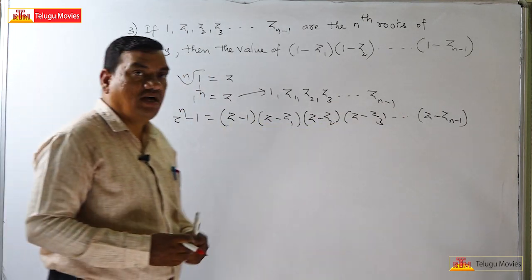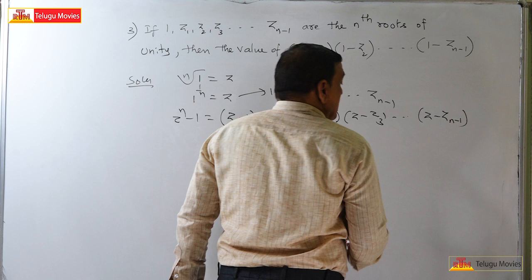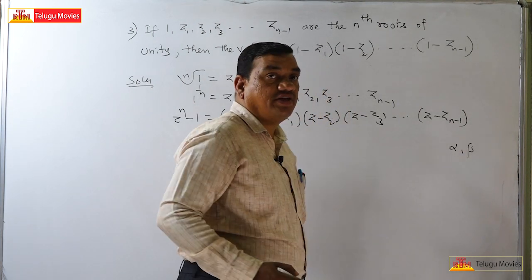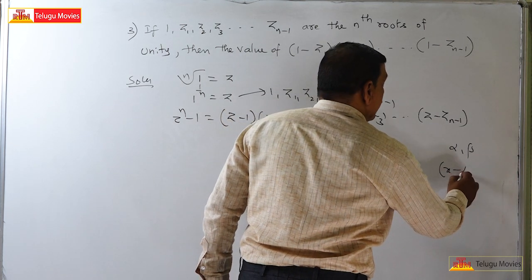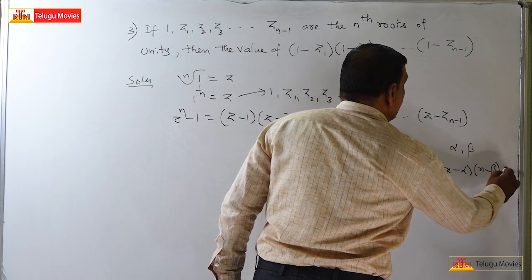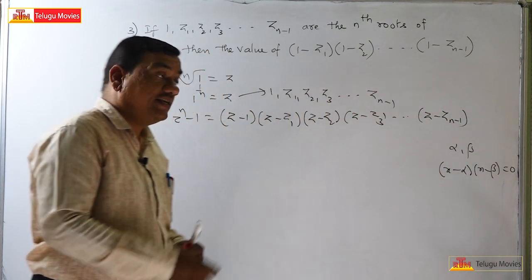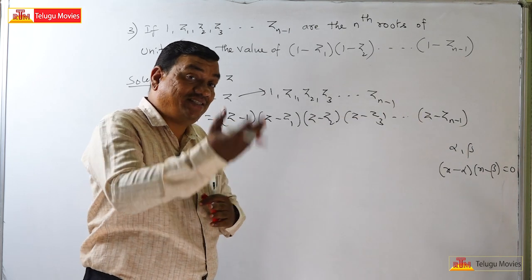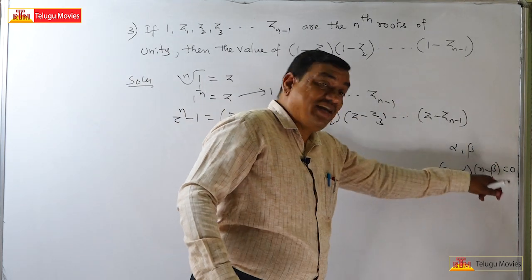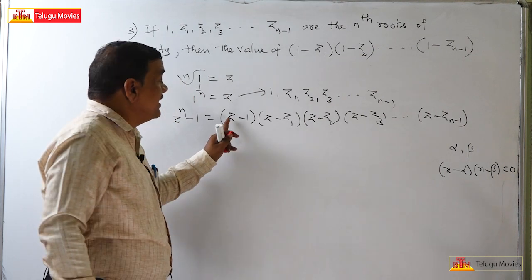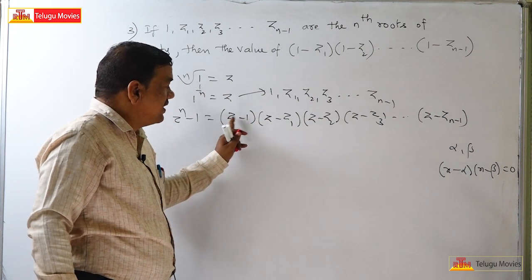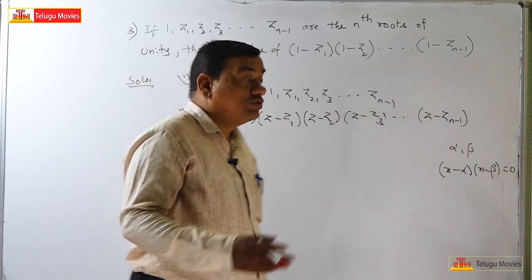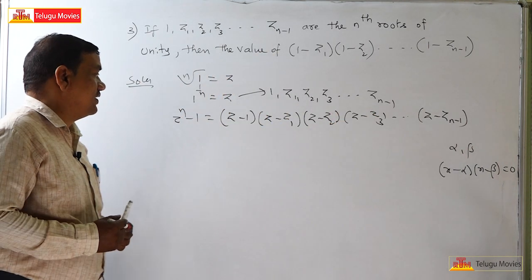See here, for example, if alpha and beta are the roots of a quadratic equation, then what is the quadratic equation? x minus alpha, x minus beta is equal to 0, you are writing or not? Like that, here also they are the roots, but they are in z's. Like that, x minus 1, x minus alpha, x minus beta, x minus gamma, x minus delta. These are all the roots. They are nothing but z power n minus 1.